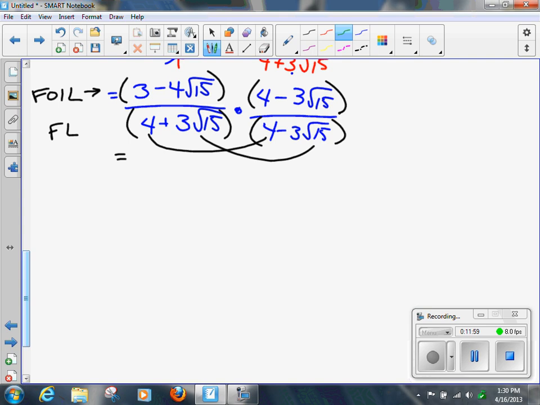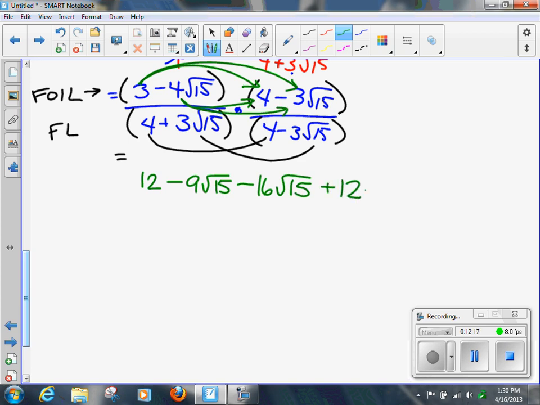Here we go. 3 times 4 is 12. 3 times negative 3 root 15 is negative 9 root 15. Here we go. Minus 16 root 15. And then plus 12 times who? Plain old 15. Very good. And I skipped a step because I don't want to write that. Is that wrong? Is 12 root 30 wrong? Think about that. Why is that wrong? Because it's 15 times 15, not 15 plus 15. 225. Yes.